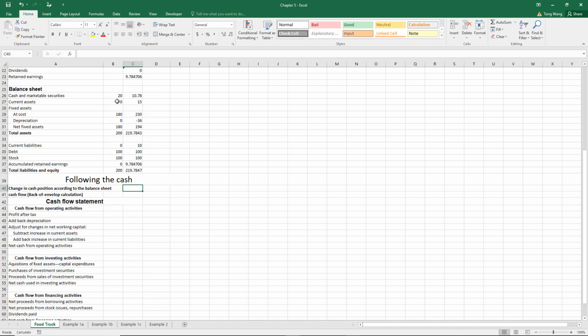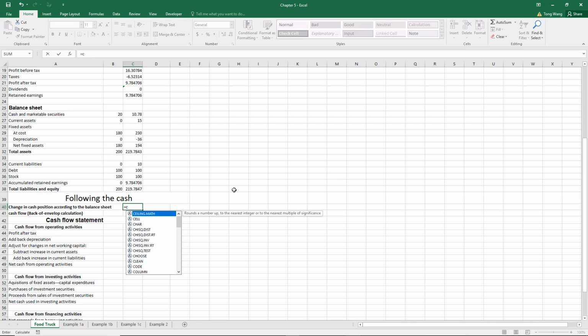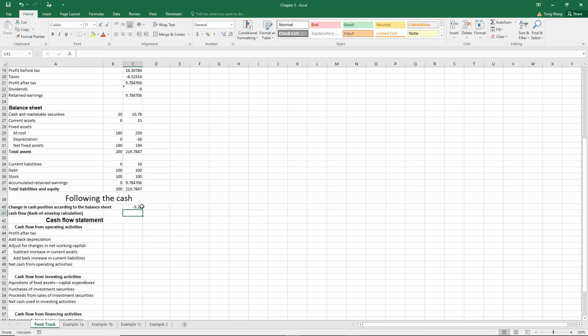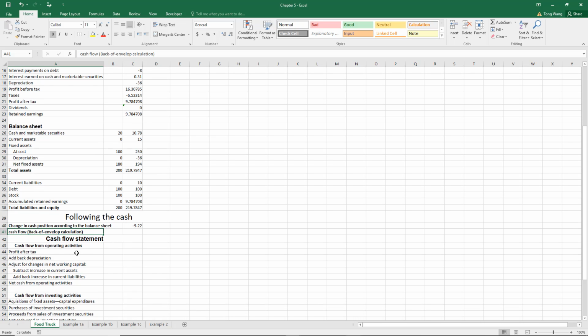So according to your balance sheet, you can see that your cash balance has reduced from year 0 to year 1, right? So the change is equal to C26 minus B26. So it's been reduced by $9,220. So to make sense out of this number, let's track each component of your cash flow. Okay, this is sort of a back of envelope calculation, which kind of intuitively go in here and figure out each component of cash flow. Okay. Next, I'm going to do this more formally by filing the cash flow statement.